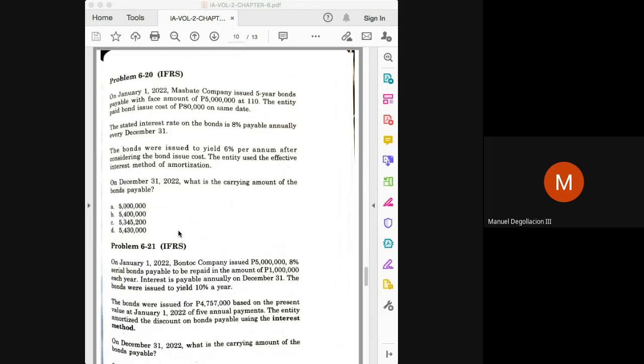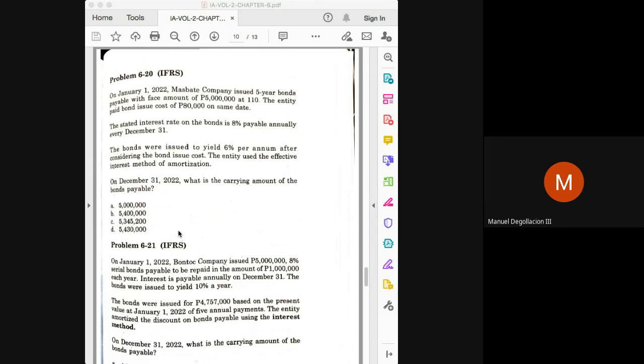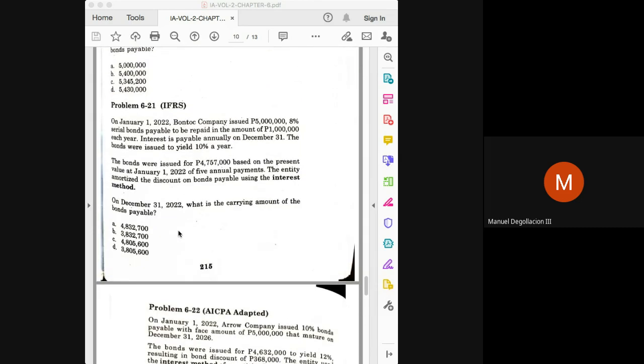Okay, let's proceed with problem 6-21. On January 1, 2022, Bontoc Company issued 5 million 8% serial bonds payable to be repaid in the amount of 1 million each year. Interest is payable annually on December 31. The bonds were issued to yield 10% a year.